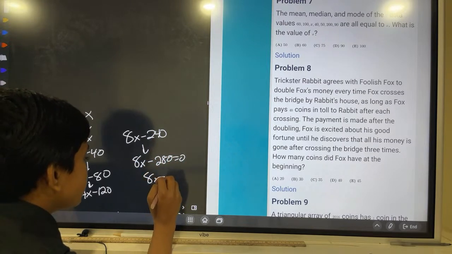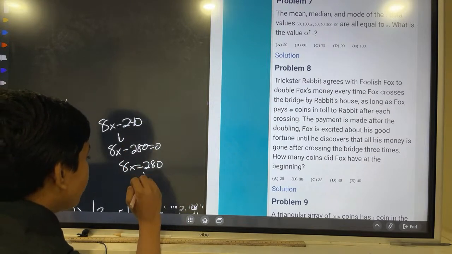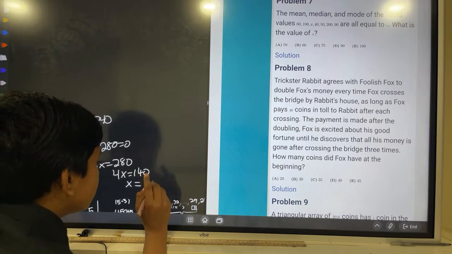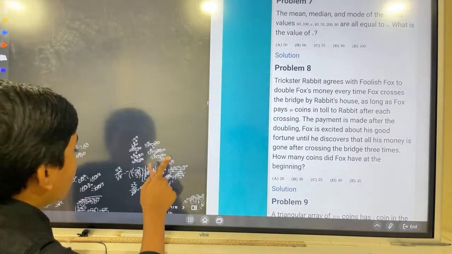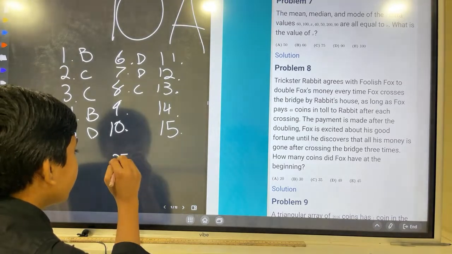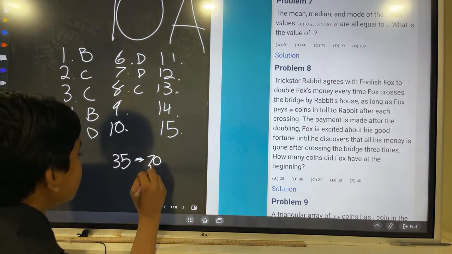So 8x must be equal to 280. So 4x must be equal to 140. So x must be equal to 35. Poor Fox had 35 coins before he got robbed. He went from 35 coins to 70 coins to 30 coins.